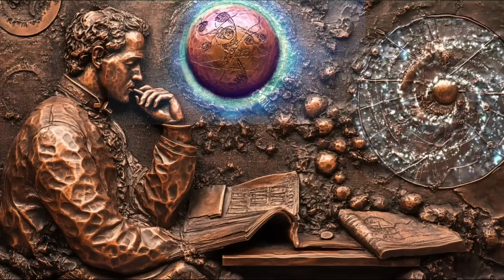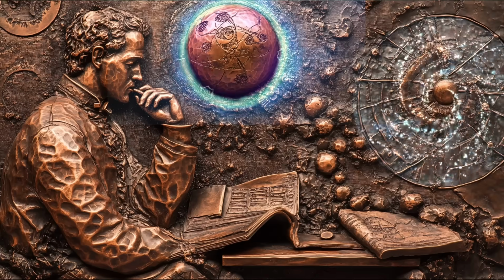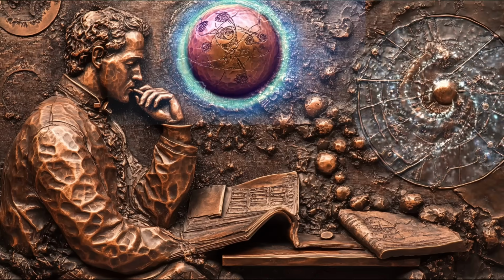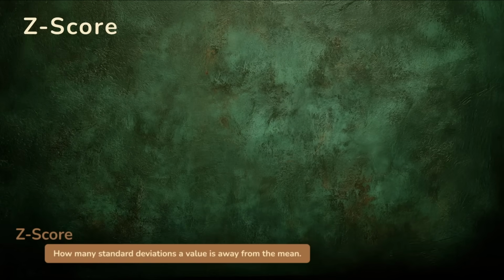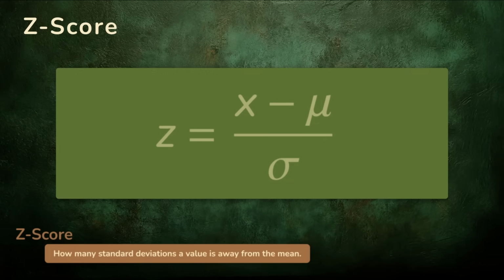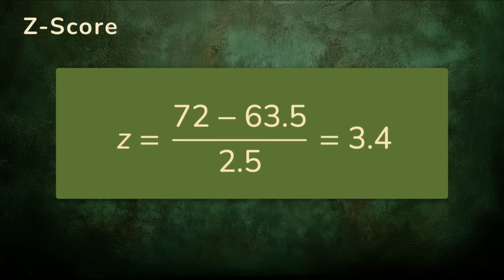In practice, most people do not actually use the PDF to calculate probabilities. Instead, they use something called a z-score. The z-score tells you how many standard deviations a value is away from the mean. To calculate this, subtract the mean from the value and divide by the standard deviation. In our example of searching for tall American women, 6 feet or 72 inches has a z-score of 3.4.